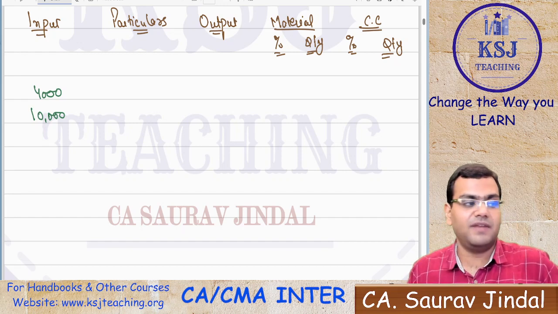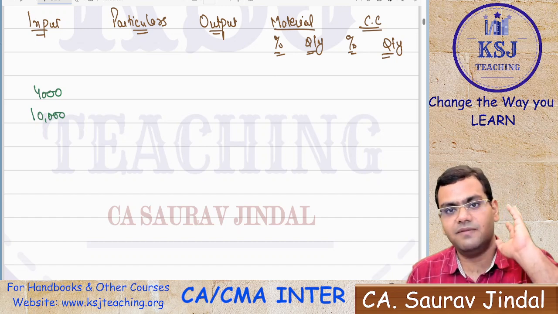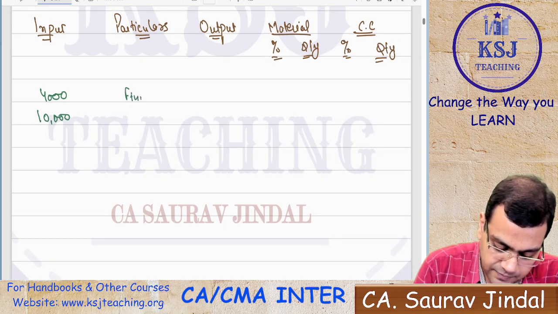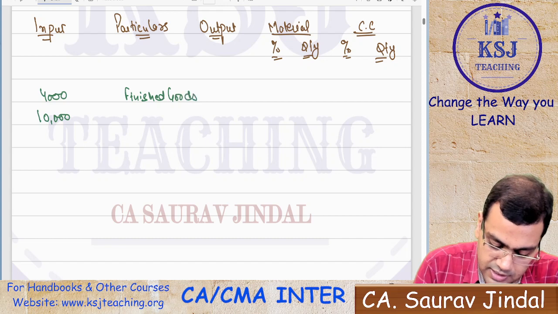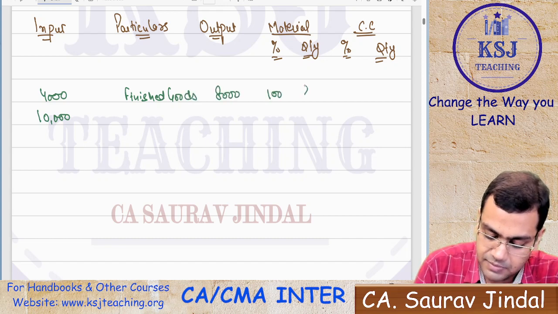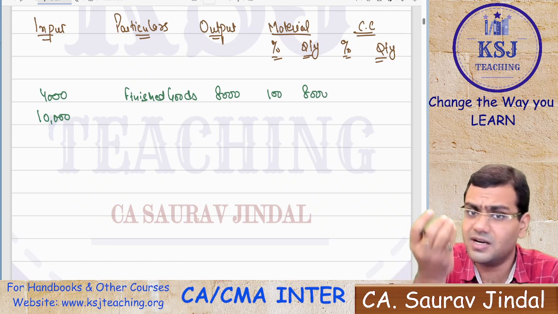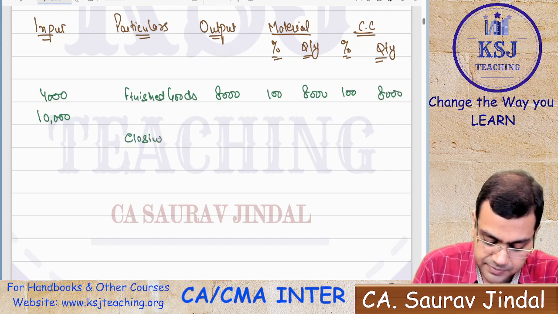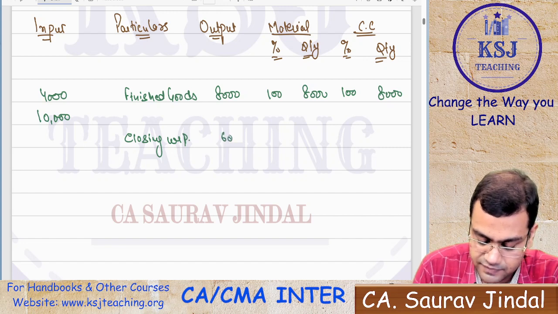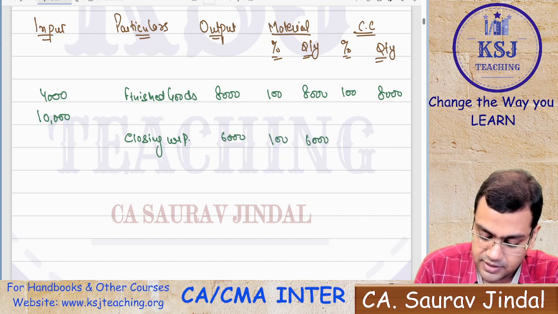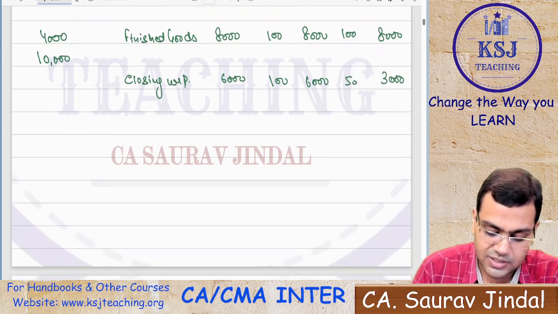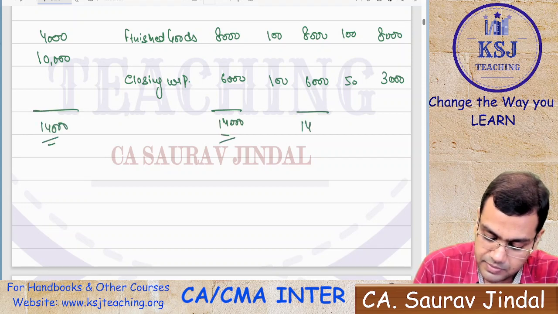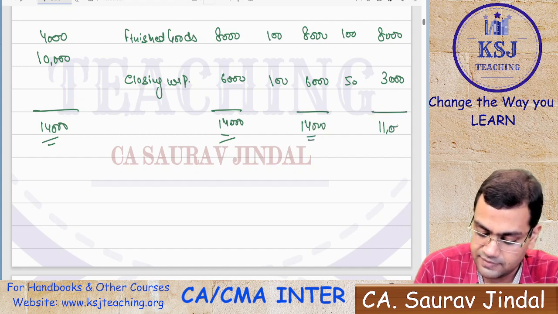But in the case of weighted average, we do not bifurcate. We do not say that opening WIP will be completed first. We simply write finished goods, that is 8,000. On that, 100% of the material, whether incurred in the previous period or in the current period, we are going to take the average cost. And the closing WIP of 6,000: 100% material, 50% conversion, that is 3,000. So this is comparatively simpler, isn't it? So material cost is incurred on 14,000 and conversion cost on 11,000.